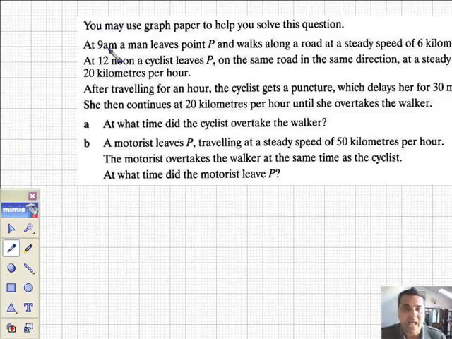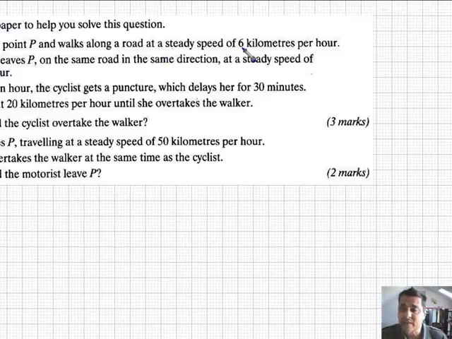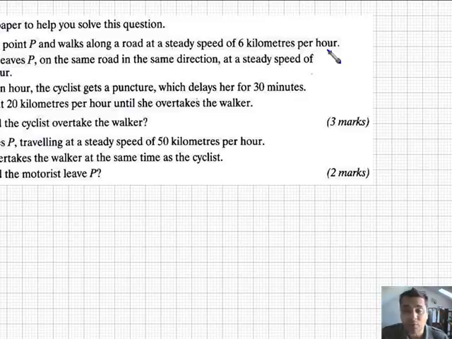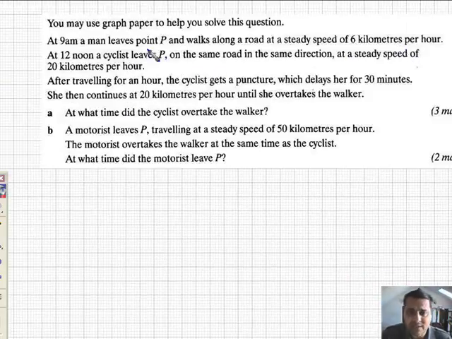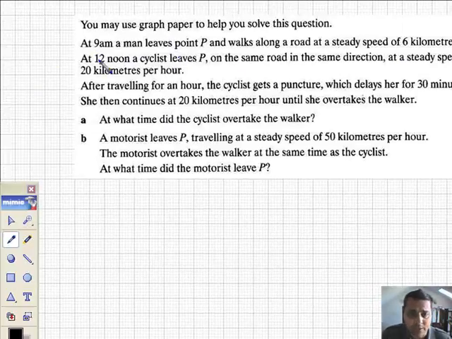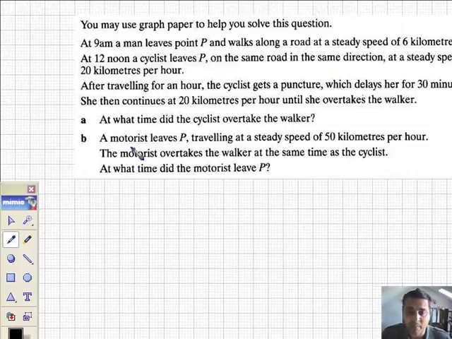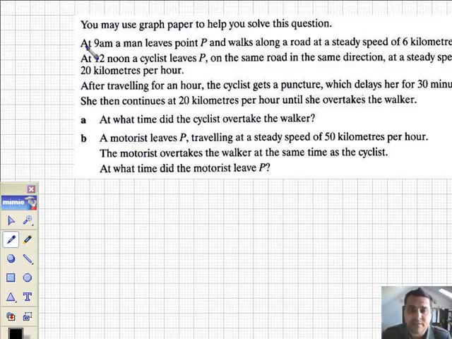So, hence the graph. At 9 AM, a man leaves point P and walks along a road at a steady speed of 6 kilometers per hour. I'm going to plot that straight away. I don't think this man's doing anything else other than walking. I've got a man walking, I've got a cyclist, and part B, I've got a motorist. Anyway, let's see if I can just do it bit by bit. And if I need to extend the graph, I'll do that.